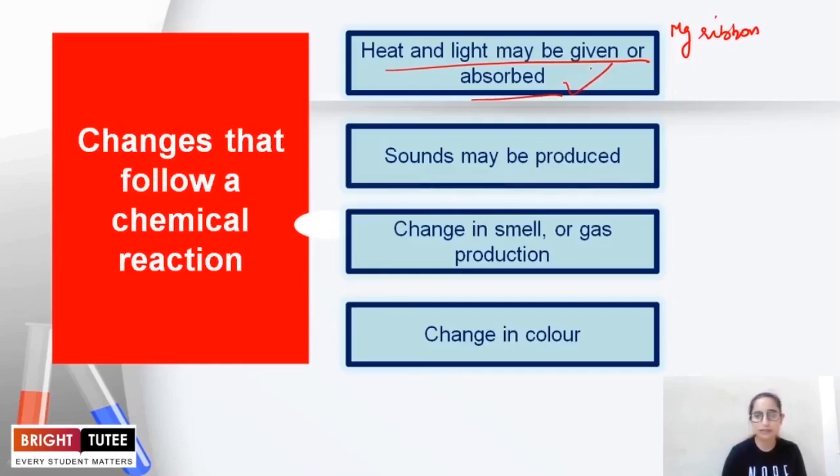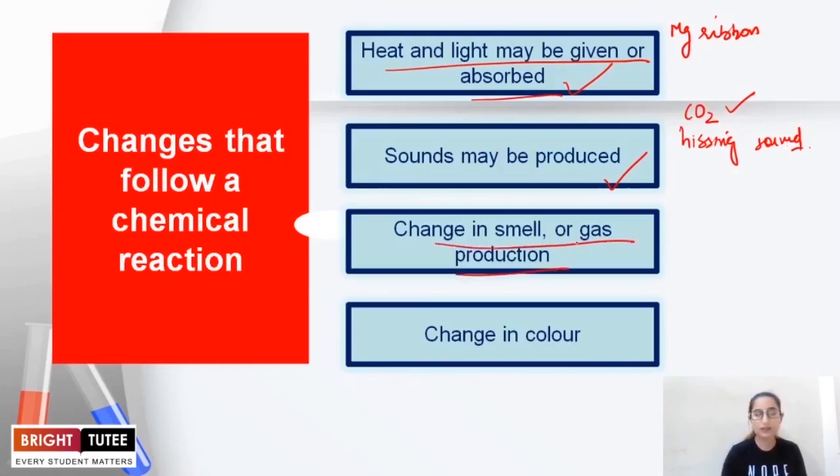And heat may be absorbed as well. There are many reactions in which heat is absorbed. So there are different kinds of reactions, and there are different kinds of changes in heat and light in every reaction, right? Then sounds may be produced. As we saw when we produced carbon dioxide in the experiment where we passed this carbon dioxide through lime water, when carbon dioxide was produced, it produced a hissing sound, right? This hissing sound is a change that follows the chemical reaction. The production of carbon dioxide is accompanied with the hissing sound, right? So this is again a change followed by the chemical reaction.